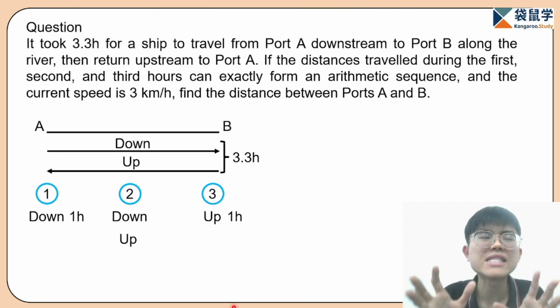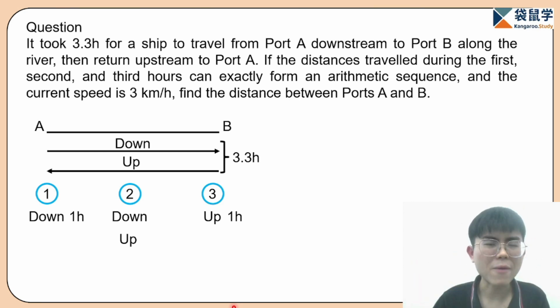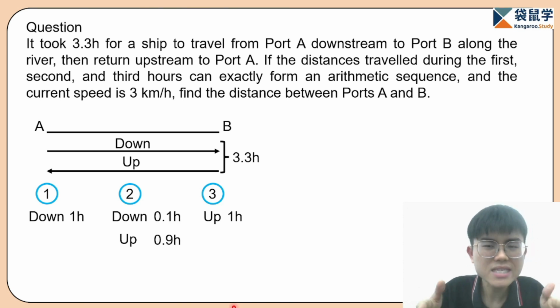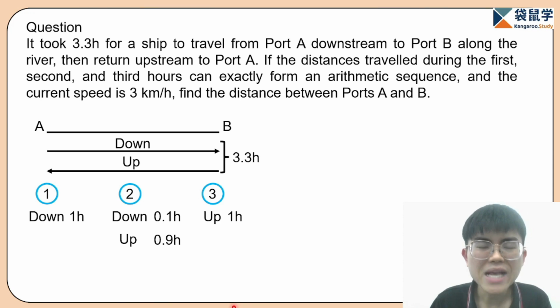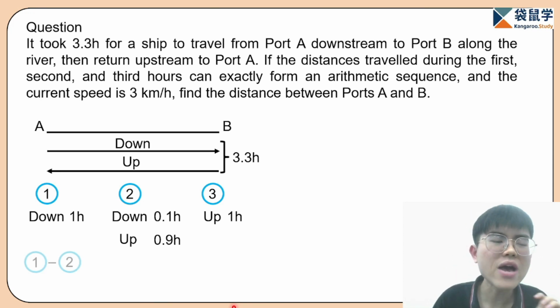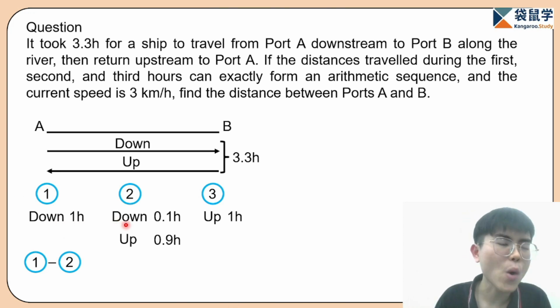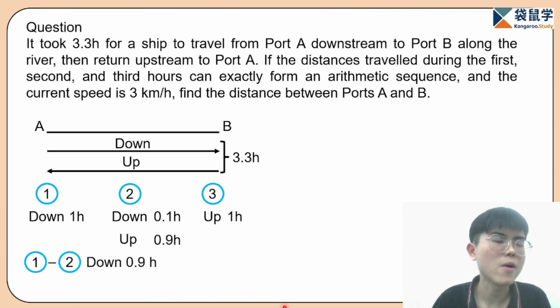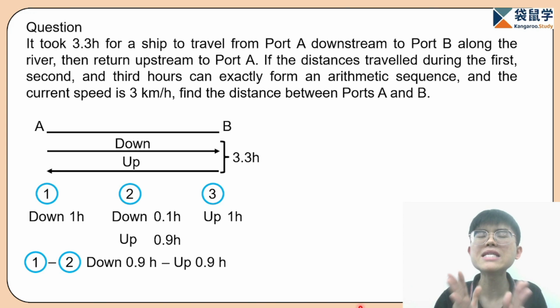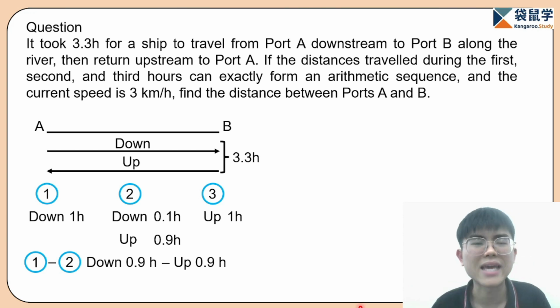We want to make sure that it's an arithmetic sequence, right? So now, let me give you an example here. If I have 0.1 hour going down, 0.9 hour going up, is this an arithmetic sequence? So we can try to calculate the difference. We find the difference for the first and the second hour. You see that going down 1 hour minus going down 0.1 hour, so you have going down 0.9 hour. Then minus going up 0.9 hour. So this is the difference between the first and the second hour.